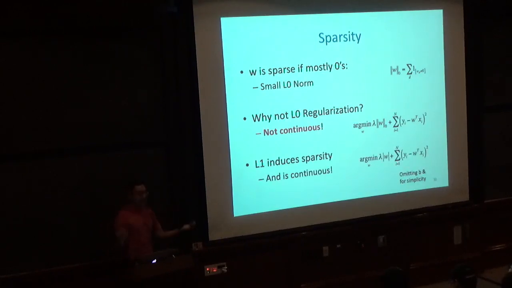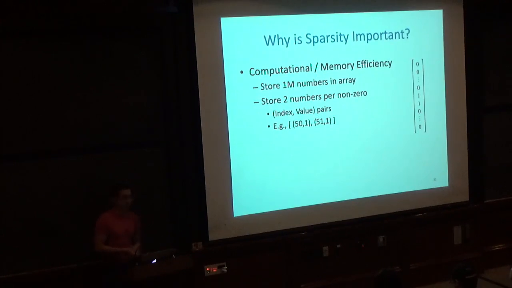And L1 is a continuous function. It's convex, continuous, and relatively easy to optimize. And we showed in the previous picture that it induces sparsity. There's a more formal analysis showing that it induces sparsity, but I think the intuition suffices for this class. Why might sparsity be important? There are a few different reasons. One is computational and memory efficiency. If you think that a sparse model is accurate, maybe we don't want to store a huge weight vector. We just want to store a sparse solution.